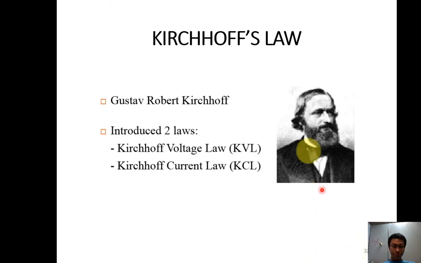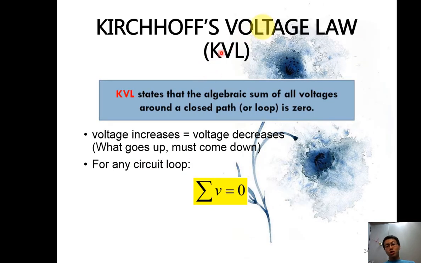Another one is the Kirchhoff law. The law is formulated by Gustav Robert Kirchhoff. He introduced two laws. One is Kirchhoff voltage law, KVL, and the other is Kirchhoff current law, KCL. Kirchhoff voltage law, KVL, states that the algebraic sum of all voltages around a closed path or loop is 0, which means when voltage increases, it will be equal to voltage decreases. What goes up must come down.